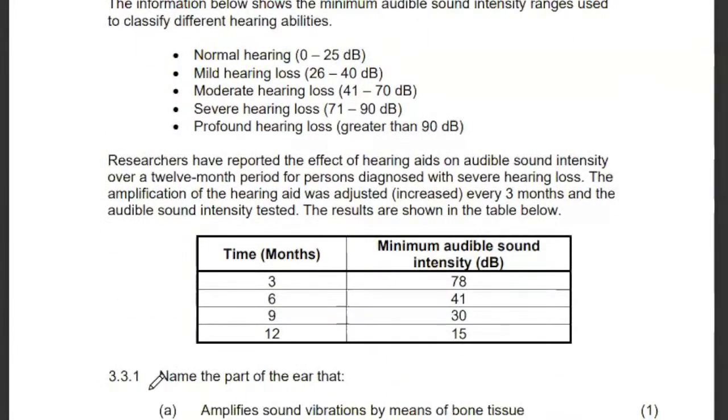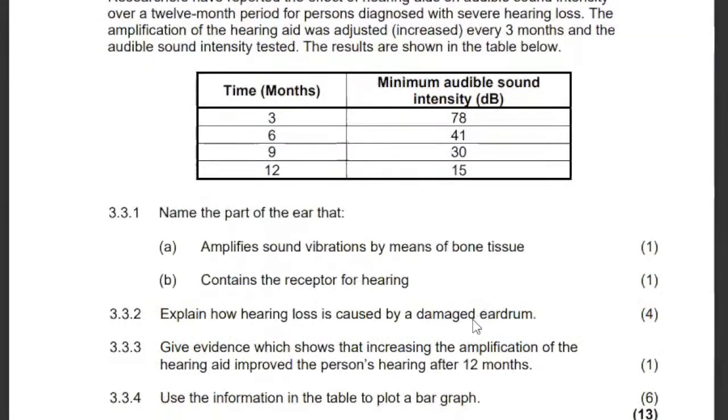They're saying, name the part of the ear that amplifies the vibration. So that's the ossicles. The answer here must be ossicles. And then, contains the receptor for hearing. The receptor for hearing is the cochlea. And then, explain how hearing loss is caused by a damaged eardrum. How is this hearing loss caused by the damaged eardrum?